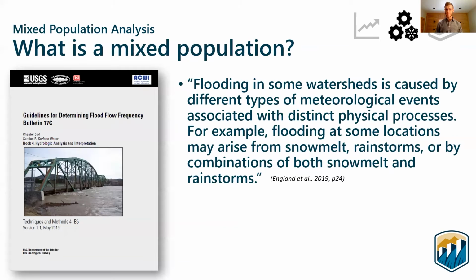What do I mean by that? Bulletin 17C talks about how at some locations you have multiple mechanisms, multiple causes for floods. These can be snowmelt, rainstorms, combinations, hurricanes in parts of the country. When you have this, you have a mixed population. Your floods each year are produced by different mechanisms.